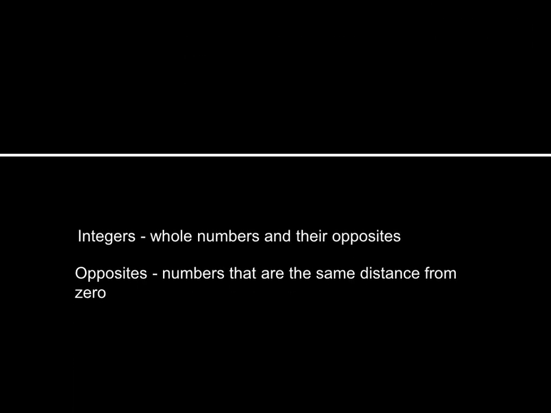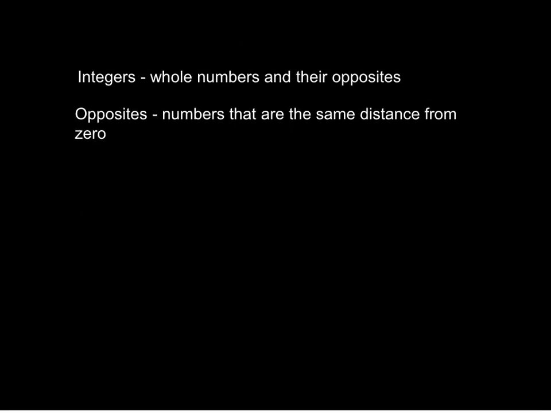In this video, you'll learn about integers and absolute value. An integer is whole numbers and their opposites. So whole numbers, remember, include 0, 1, 2, 3, 4, and so on. And then opposites are numbers that are the same distance from 0. So if I want to know what the opposite of 3 is, its opposite is negative 3.